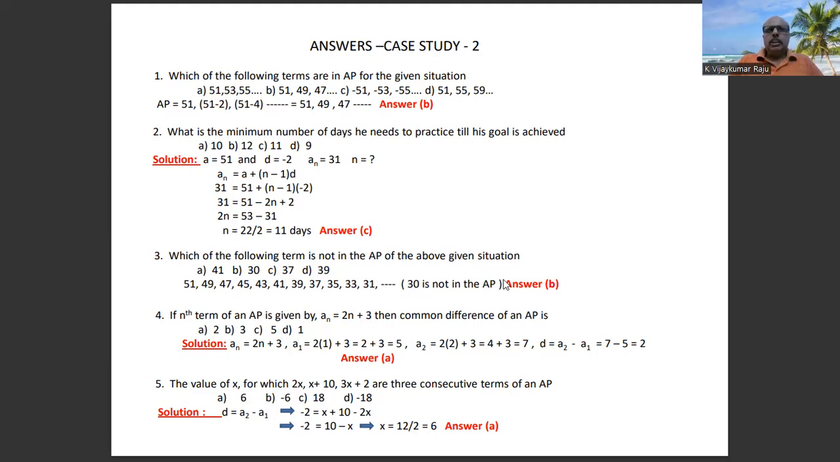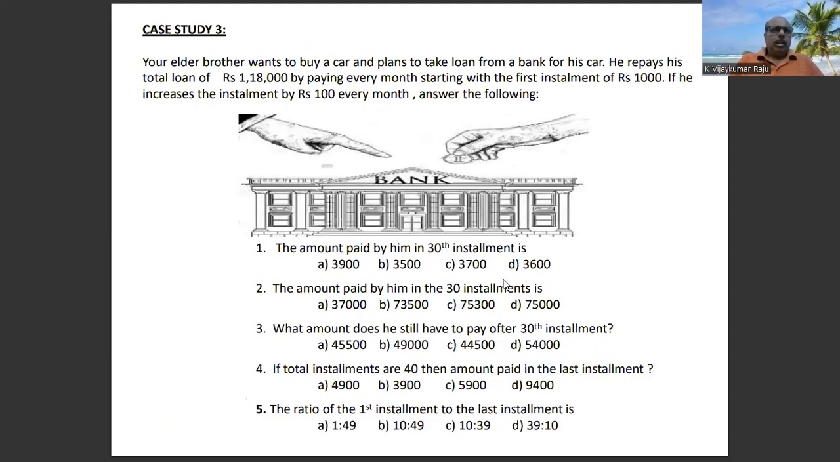This was your case study number 2. And let's go for the third case study. Case study number 3. Now let's consider here. See, first let us read the situation. Your elder brother wants to buy a car and plans to take a loan from a bank for his car. He repays his total loan of rupees 1,18,000 by paying every month, starting with the first installment of rupees 1,000. If he increases the installment by rupees 100 every month, answer the following questions.